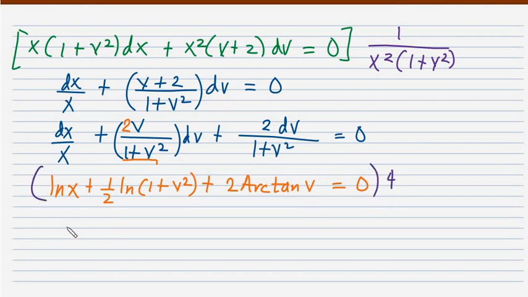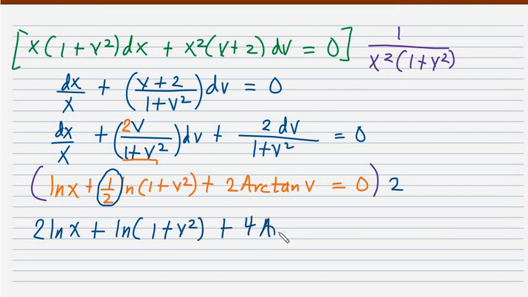To our equation here and arrive at, not 4 ln x, but rather just 2 ln x, because of the 1/2. Okay, so let's go ahead and revise this. So we have 2 ln x plus ln of 1 plus v squared plus 4 arctangent v is equal to 0.